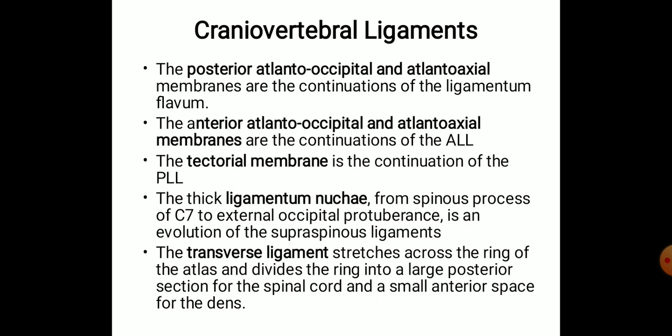The transverse ligament stretches across the ring of the atlas and divides the ring into two sections, a large posterior section for the spinal cord and a small anterior space for the dens. So there is one more ligament called the transverse ligament across the ring, and it gives two separations. One is for the spinal cord and the second one is for the dens projection.